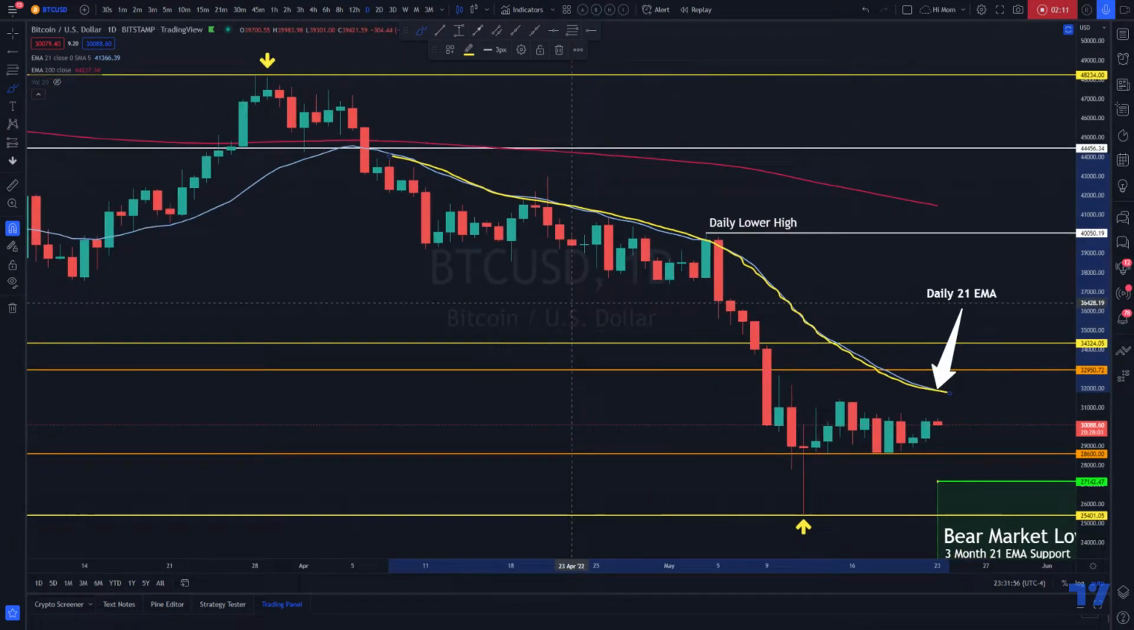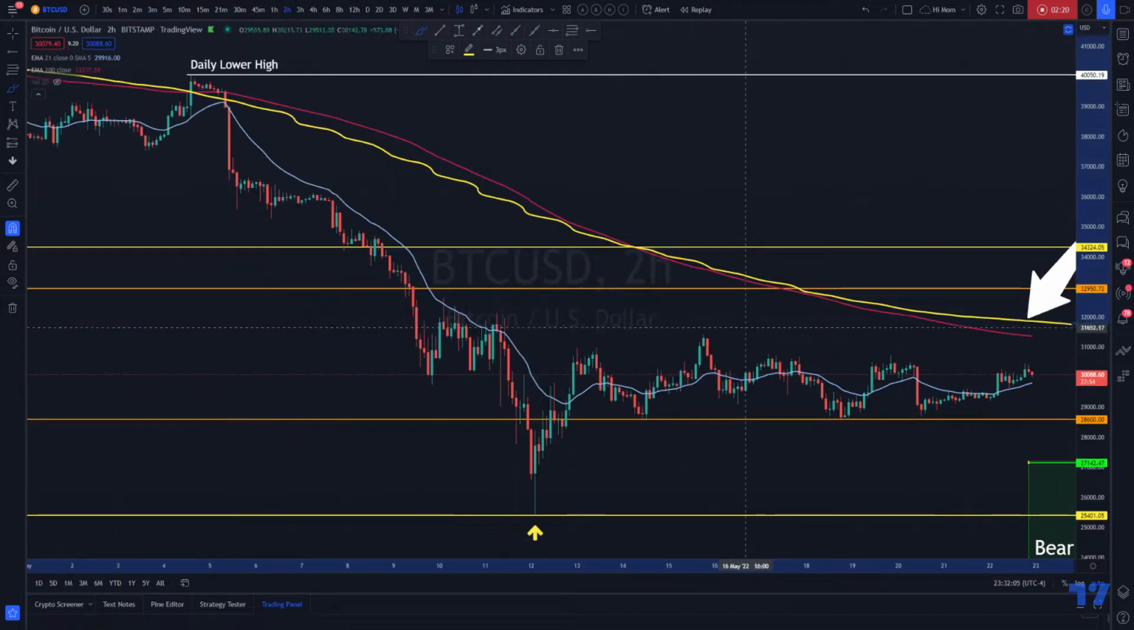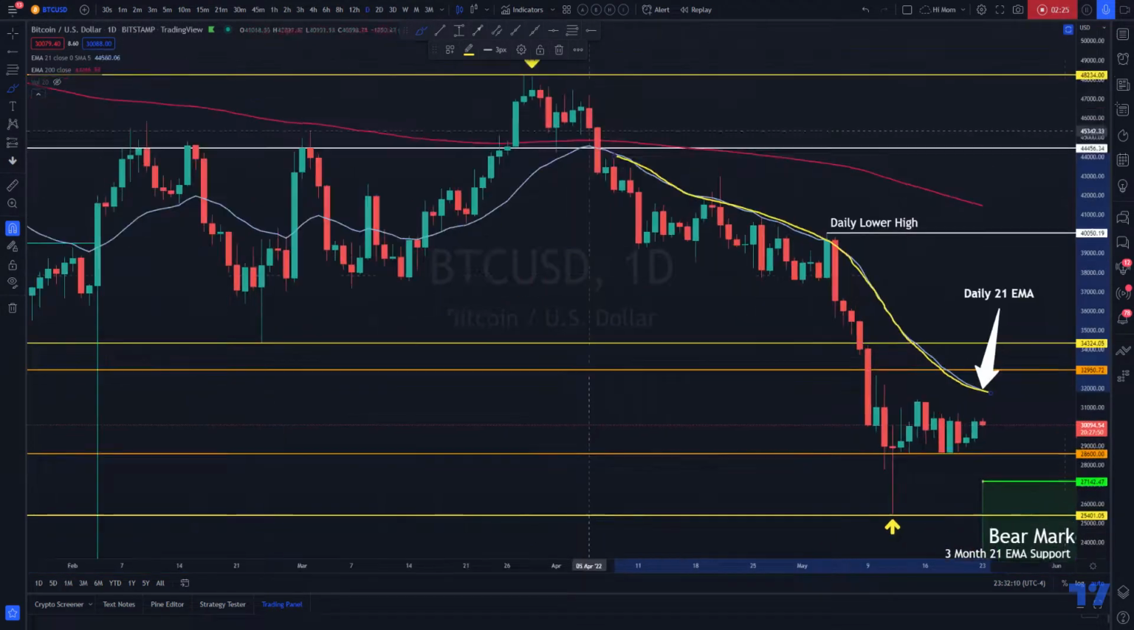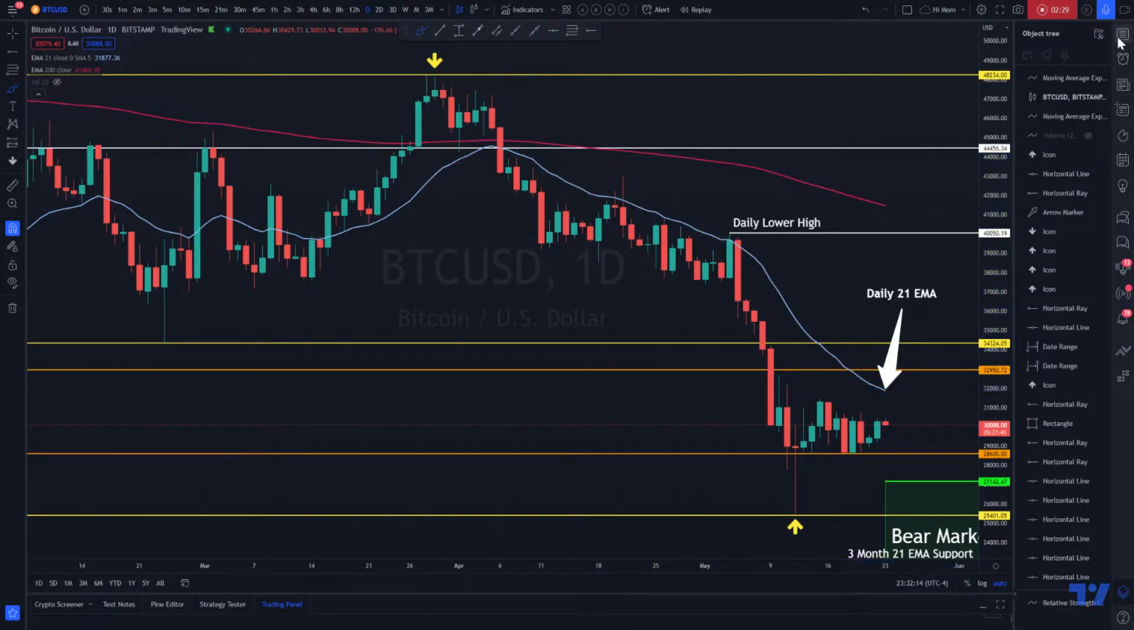Now, this level is also confluent with the micro time frame 200 period hourly, 200 period 2-hour exponential moving average. So you can start on the daily for your macro picture and zoom into the 2-hour time frame to get a little more detail. Let's go ahead and erase our squiggles here.